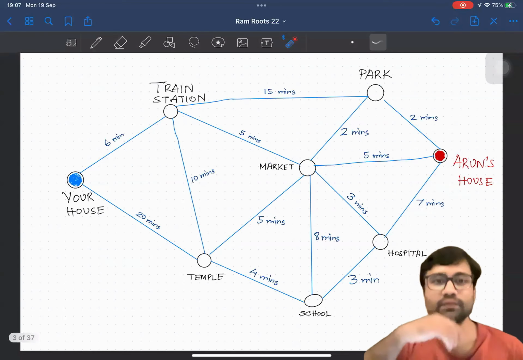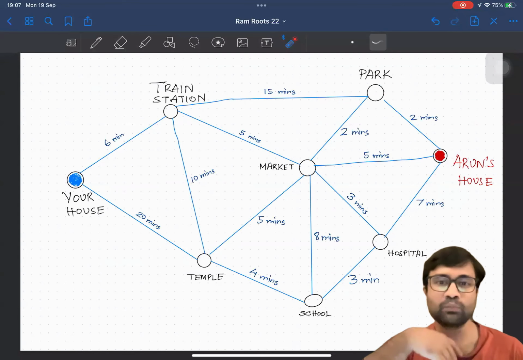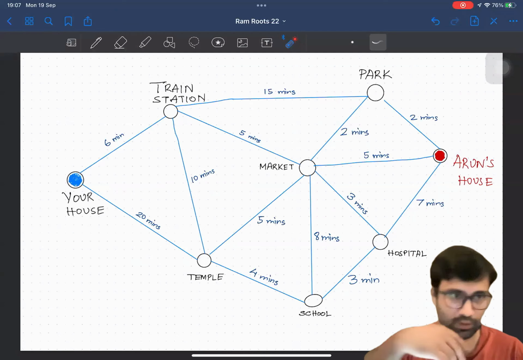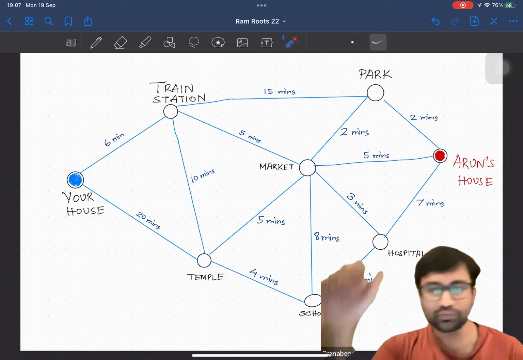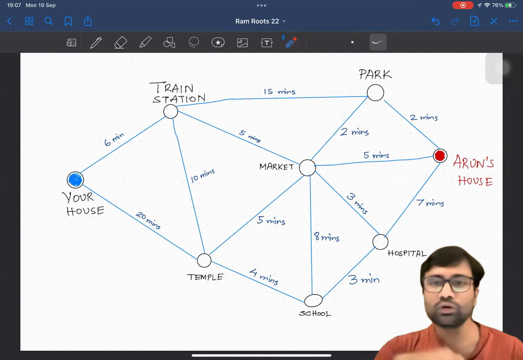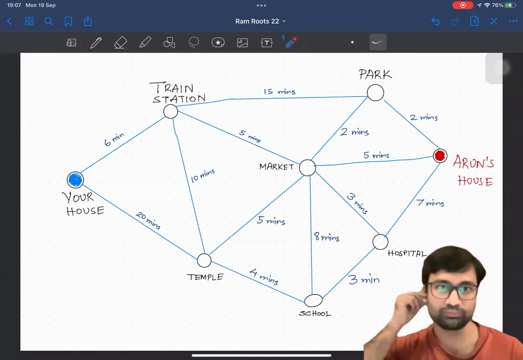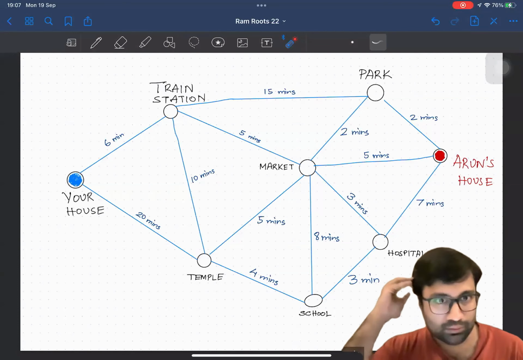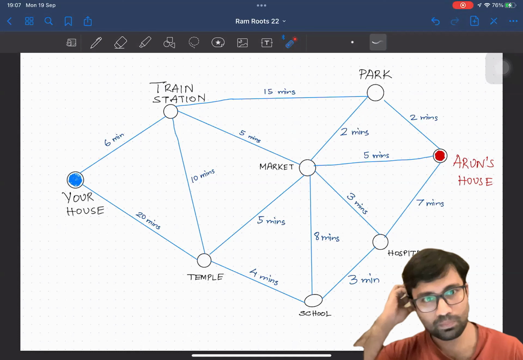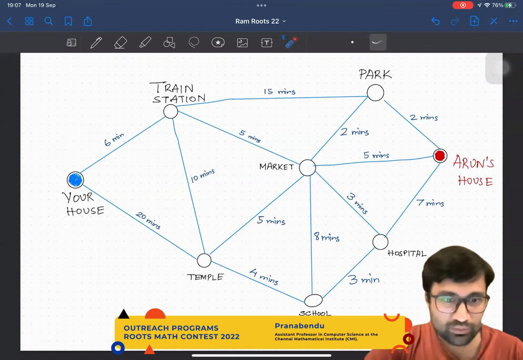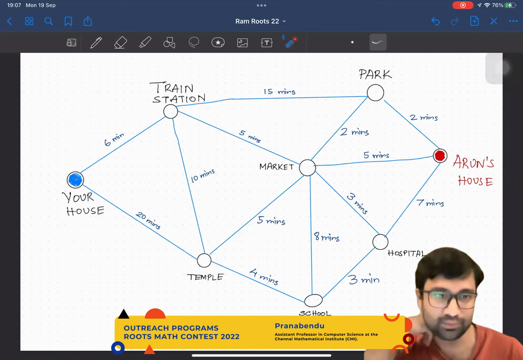So let's imagine that this is a map of your city or town. Your house is on the left, and Arun's house is on the right. You have to go from your house to Arun's house as quickly as possible. So can someone tell me how you do it? Yeah, you can just speak directly. Sir, we have to go to the train station.